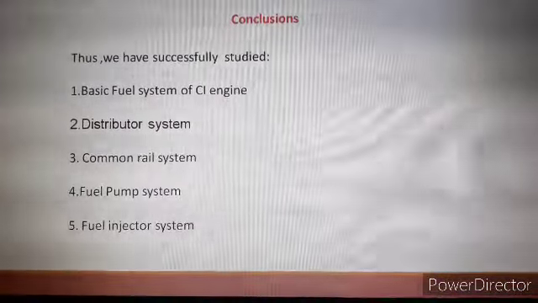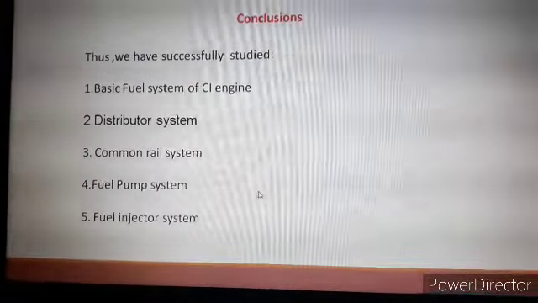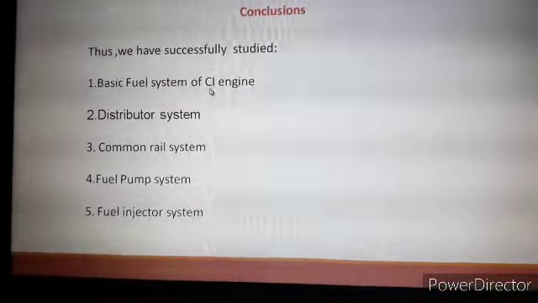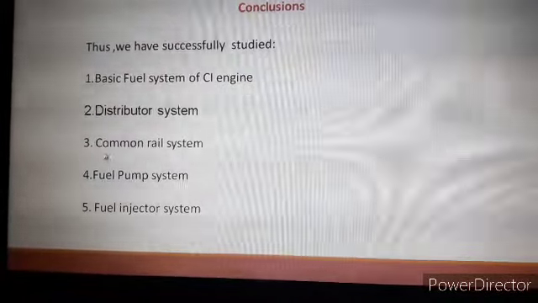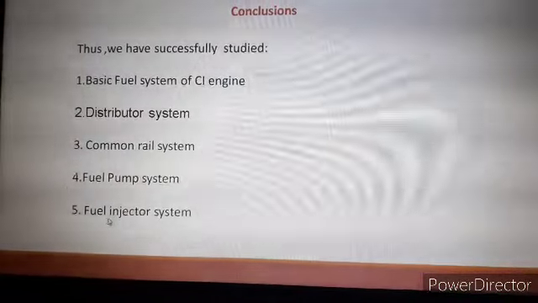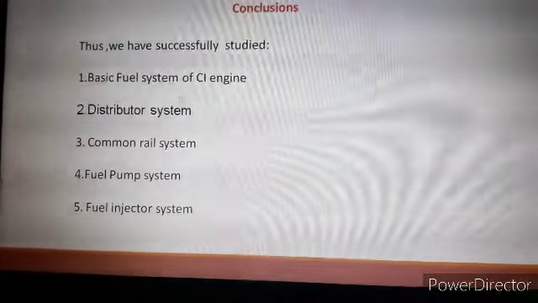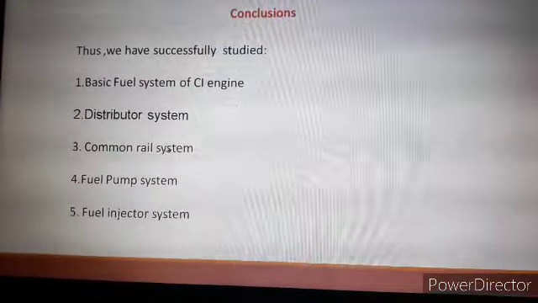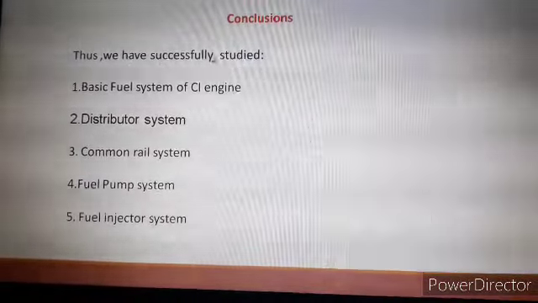Welcome back. Before we end our practical, let us discuss the conclusion. We have studied the fuel pump system for the CI engine. We have also discussed in brief the distributor system, the common rail system, and the fuel pump and fuel injector system. Thus we have successfully completed the study of these basic components of the fuel system and their subsystems. Since it is a theory study experiment, we have to write the conclusion in this way.